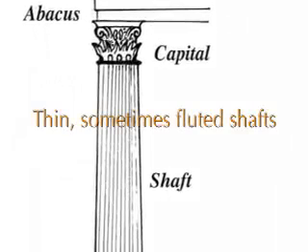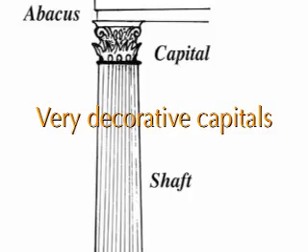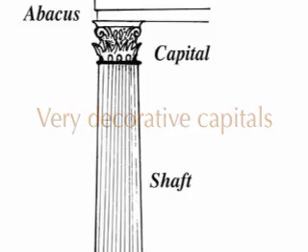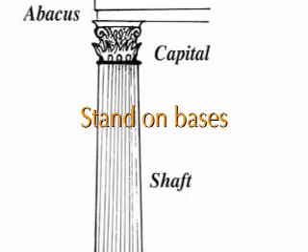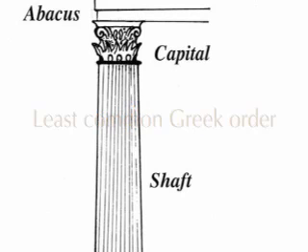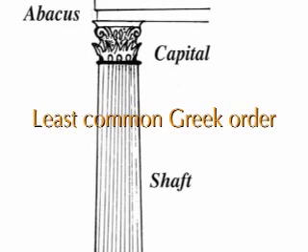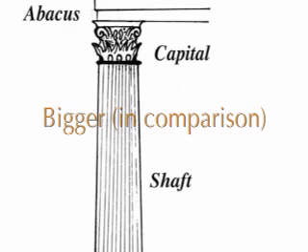Our next and last column is the Corinthian. They have thin and sometimes fluted shafts and very decorative capitals. They stand on bases, which again stand on a stylobate at the top of the steps, and are the least common of the Greek orders, but the Romans really liked them.